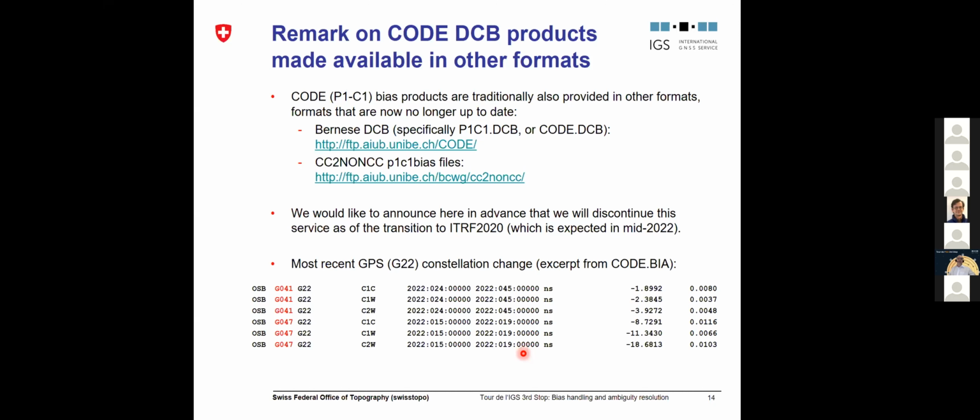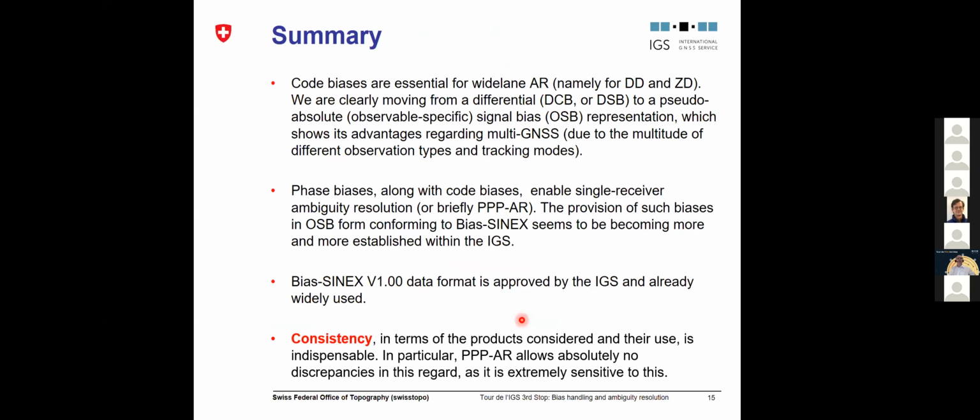this year. One reason to do that is that we noticed that some of the IGS ACs still use the old files where you do not have a space vehicle number, where you do not have the time window. And here is an example. The most recent constellation change caused some issues in the combination of the IGS results.